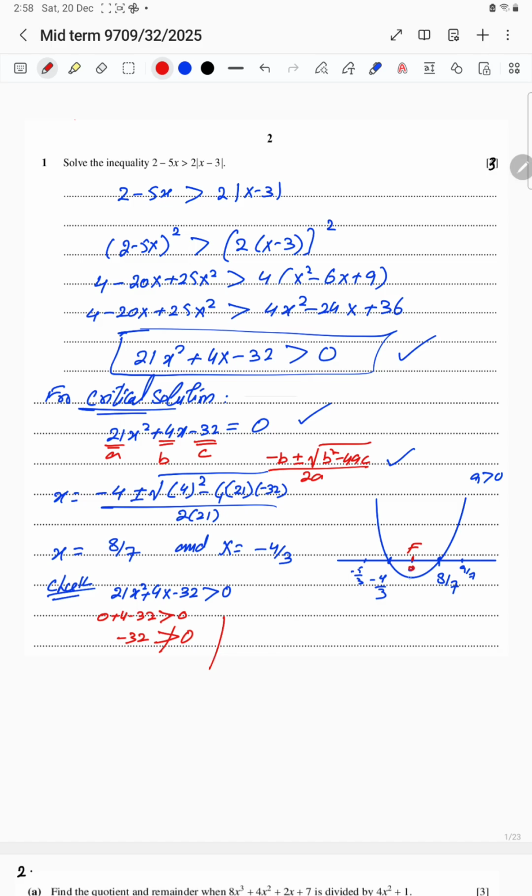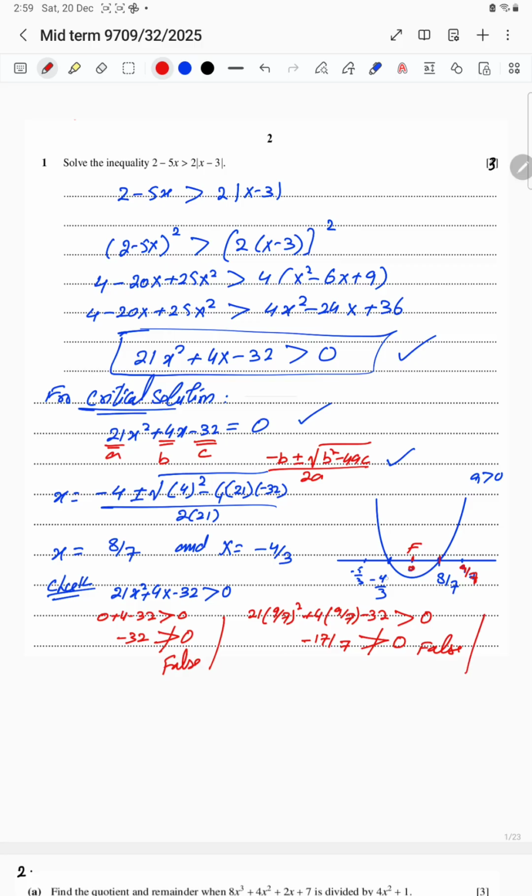Okay. Next, take the greater value. First I will replace x with 9 by 7, bigger than 8 by 7. So 21 into 9 by 7 square plus 4 times 9 by 7 minus 32 is bigger than 0. We need to check it on the calculator. When you check it, you will get minus 17 by 7. That is again never greater than 0, so it means this is false as well. This is the false region, so our answer is not bigger than 8 by 7.